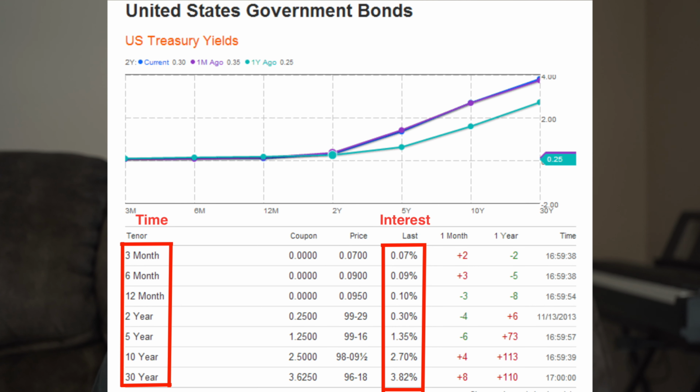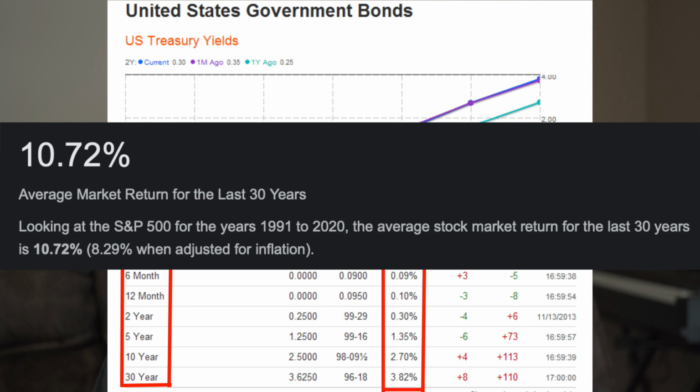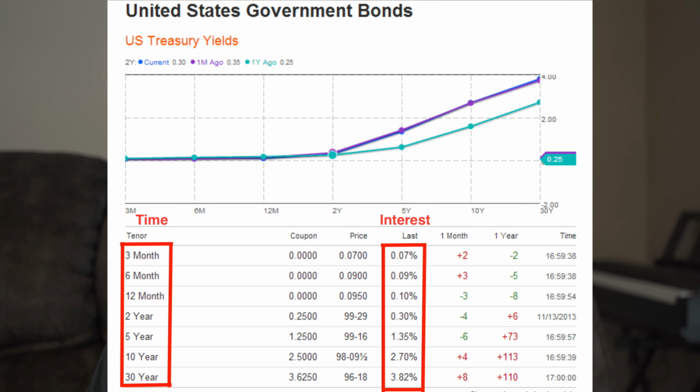You can see here that interest climbs as the length of time extends. The downside to bonds is that the 30-year bond, the longest bond available, only returns 3.82% annually. For comparison, the S&P 500, one of these stock market indexes, has averaged 10.72% over the last 32 years. So that's the price you pay for the safety of a bond. You lose some money, but you get guaranteed money. Even if it's only 3.82% annually, it is guaranteed. The S&P 500 can crash at any time and you can lose all your money.